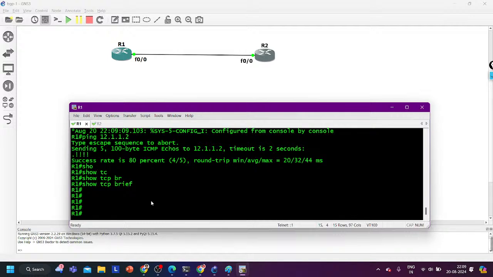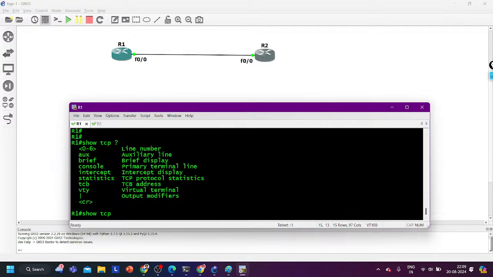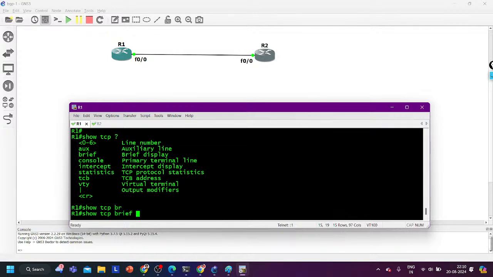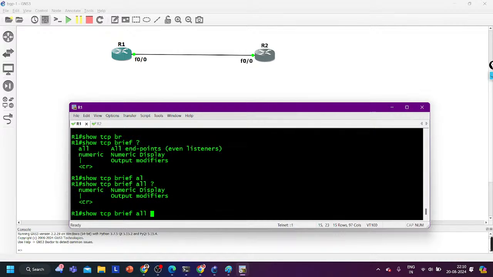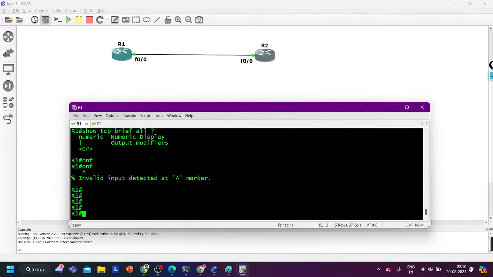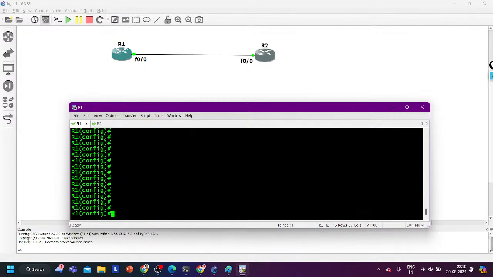If you want to see the open port numbers on a router, what command can you run? I think on this router we cannot see. Next class I will show you on another router. Let me do one thing. Let me configure BGP here.